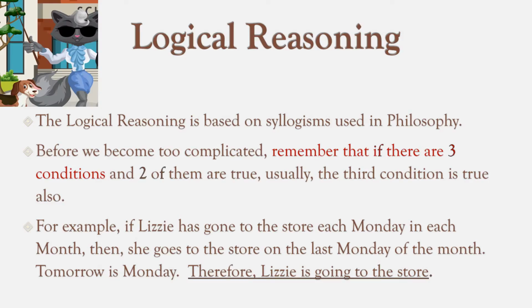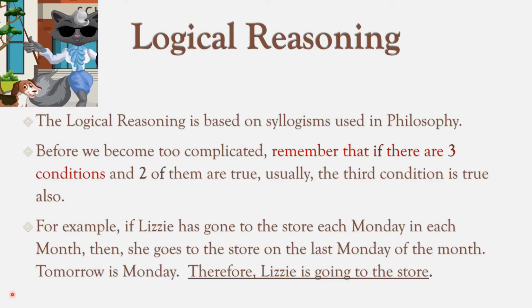The logical reasoning system is based on syllogisms, and syllogisms are used in philosophy. Before we become too complicated, remember that there are three conditions usually in the structure of an argument, and if two of them are true, usually the third condition is true. In general, if this first condition is not true, but this one is true, then this one may not be true. We will go through the specific structure of how these work in another video, but right now let's just get the concept.